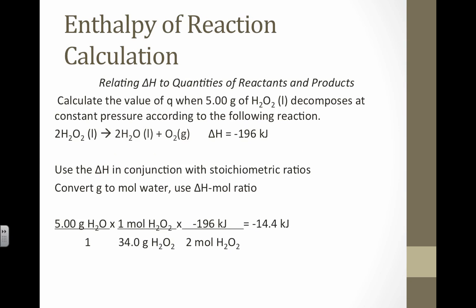Here's an example of one way to do an enthalpy calculation. Here again we can make a stoichiometric ratio. We have the breakdown or decomposition of hydrogen peroxide, and these are the products produced, and this is the enthalpy change associated with it. So for every 2 moles of this, this is how many kilojoules of energy we would expect to leave the system or be released.